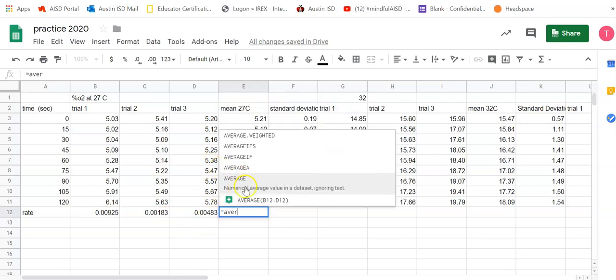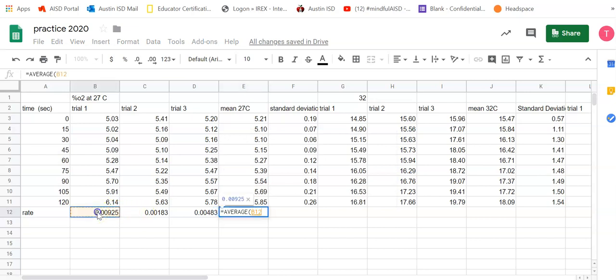If I click on that, and then I'm going to select the data that I want it to average and hit enter. And then again, I'm going to look at that and see if that's a reasonable average of those values. So I have 0.009, 0.001, 0.004. That is a reasonable number, so it is doing what I want it to do.